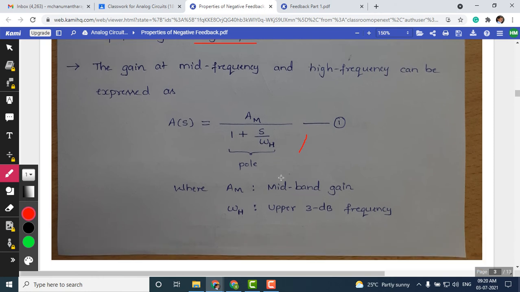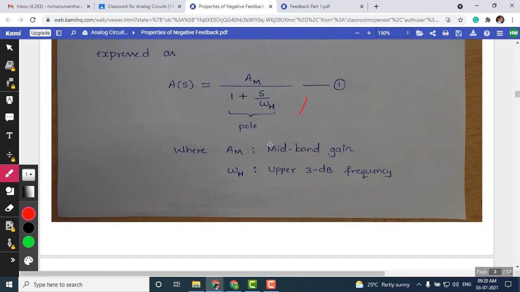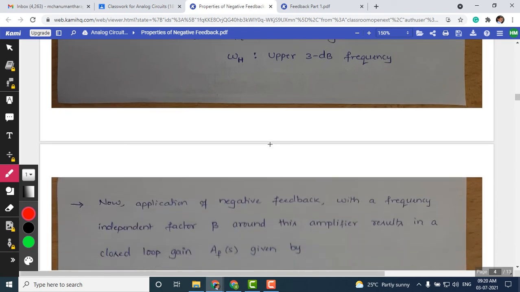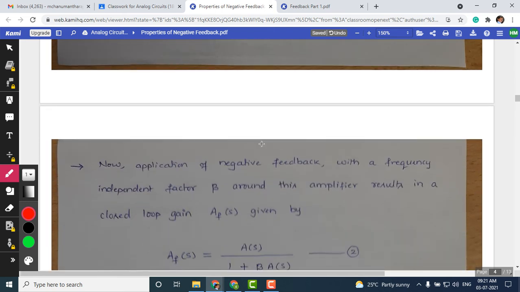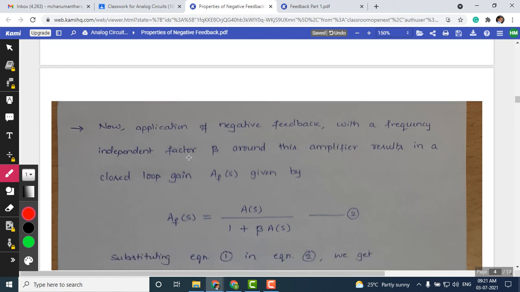Now using this equation we can show how bandwidth gets extended. Any questions about this? This is the equation I am using from the high frequency response, so students should go through the high frequency response. This is a general equation I am considering here, and using this we are going to show how bandwidth gets extended. Now, application of negative feedback with a frequency independent factor beta around this amplifier results in a closed loop gain Af(s) given by this equation.